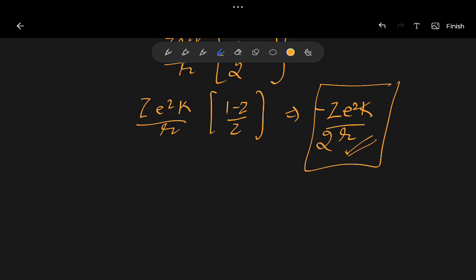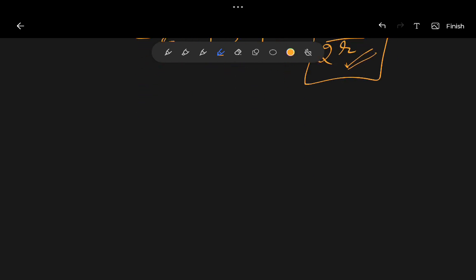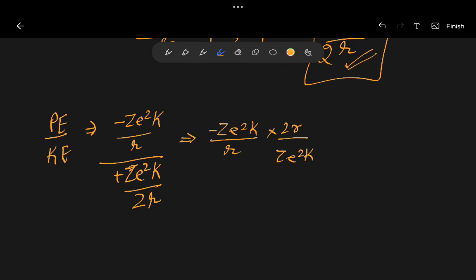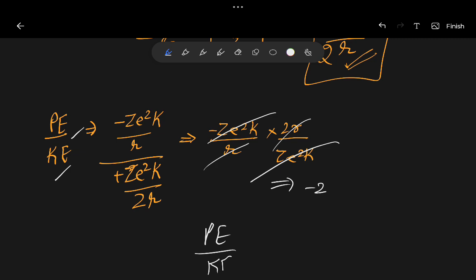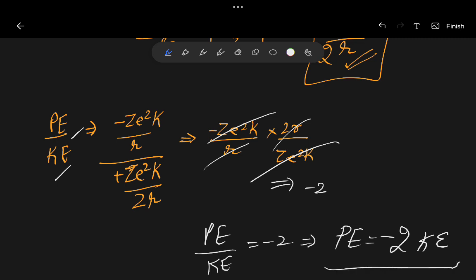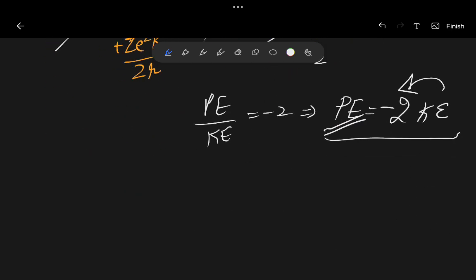Now, a relation between them, which is something you should know for questions, is potential energy upon kinetic energy. Now let's do this relation, PE upon KE. This will get cancelled by this, and R will be cancelled by this, so you will get minus 2. PE upon KE equals minus 2, which means potential energy is equal to minus 2 times kinetic energy. So if you know kinetic energy and want to find potential energy, just multiply it by minus 2. This is the relation between them.